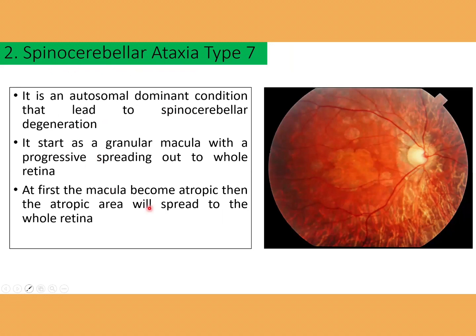At first, the macula becomes atrophic, then the atrophic area will spread to the whole retina. So here, if you see this fundus, the optic disc is very normal. The cup disc ratio is quite 0.5 to 0.6. Blood vessels are also normal. But in the macular area, you can see atrophic patches here, and slowly these atrophic patches appear in the periphery also. Okay. So this is because of the spinocerebellar ataxia syndrome.